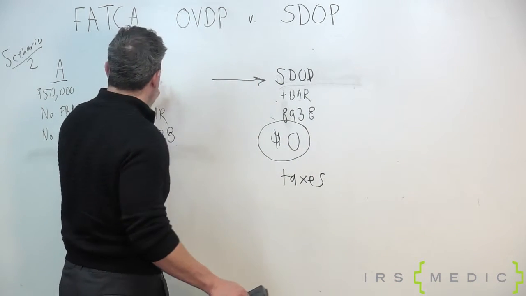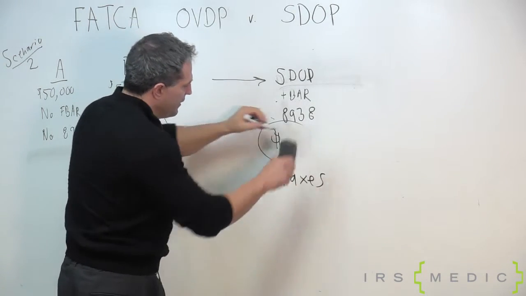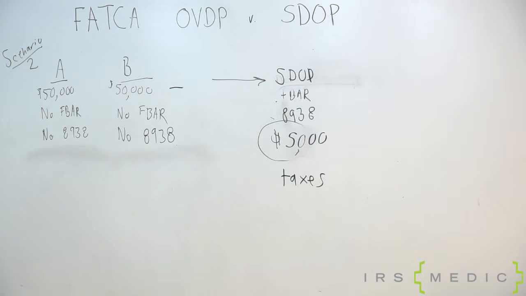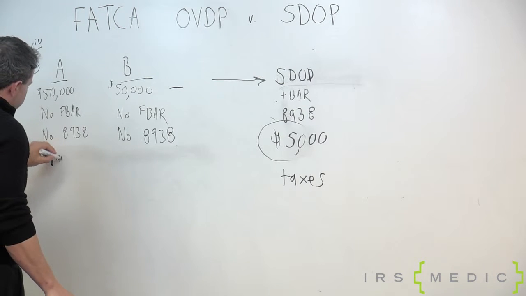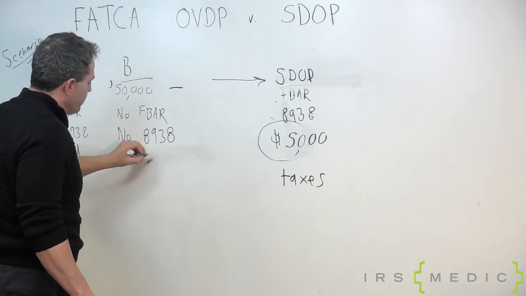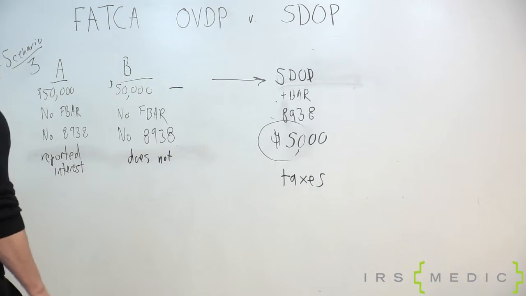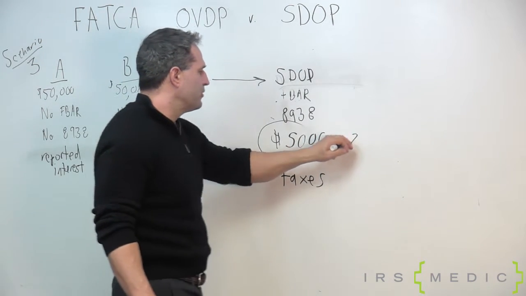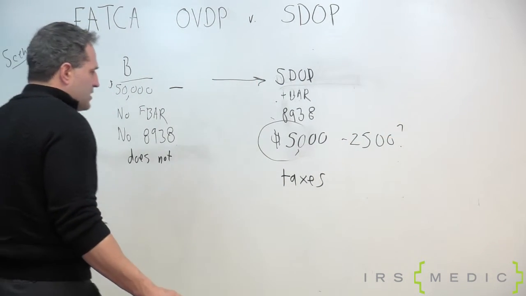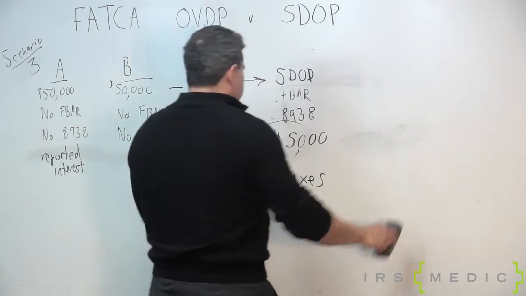That's interesting. What is it? All right, so we have one account. I think in this scenario, neither taxes are paid. So we have an SDOP penalty of $5,000. Now, this is where it's going to get interesting, because here I'm reporting the interest in account A, and in account B I am not. So you would think the offshore penalty would be $2,500, right? But it's not. It's actually $5,000.